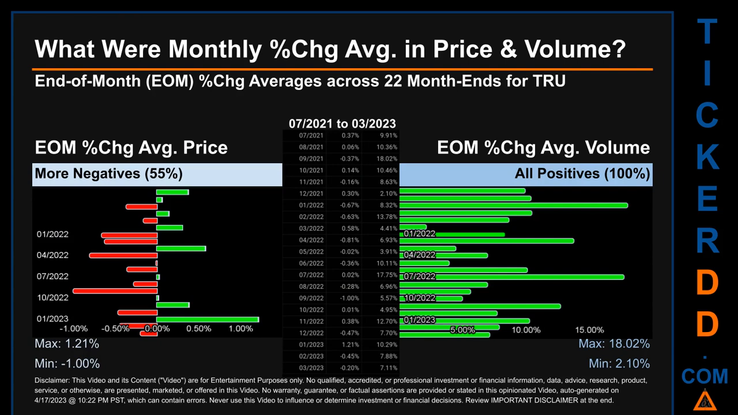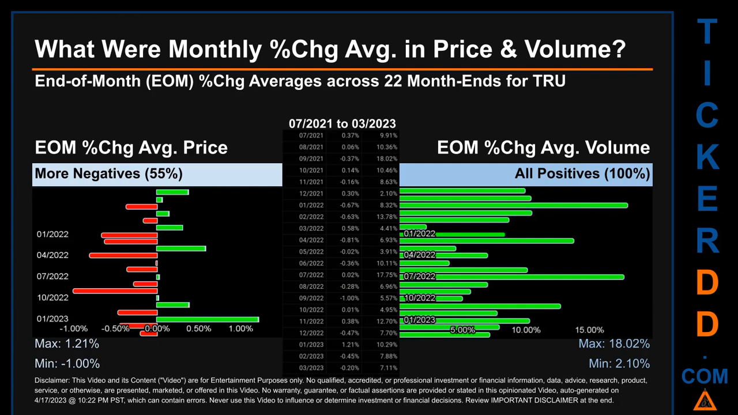What were end-of-month percentage change averages in price and volume for TRU? The monthly average of percentage change in price and in volume were calculated for each of the 22-month ends. That calculation took daily percentage changes and averaged them for each given month. If a month end came out negative, then it means that the month summarily saw a negative change.